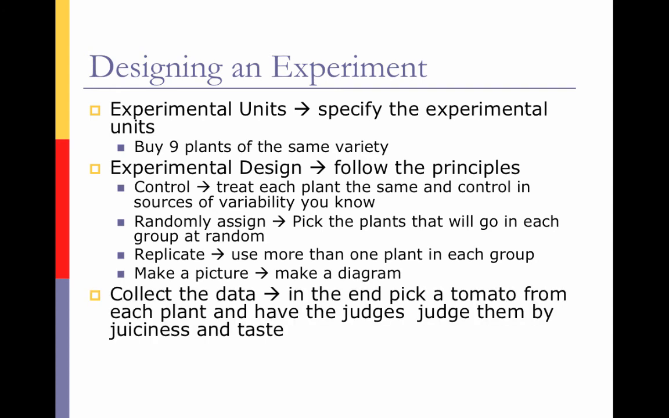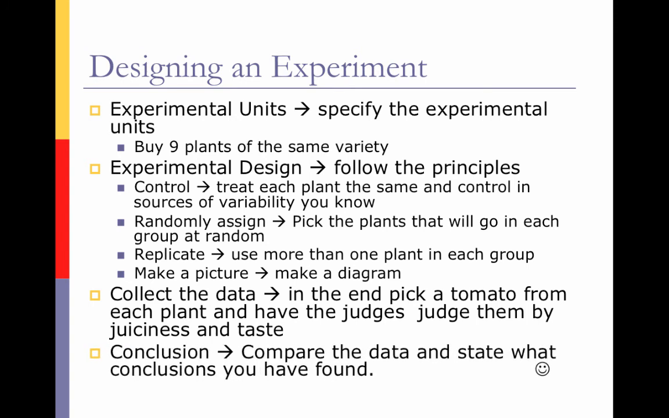Then we're going to collect the data. So in the end, we're going to pick a tomato from each plant and have the judges judge them by juiciness and taste. We'd probably want to have more than one judge, and we can average the results. Once you have your results, you can compare the data and state what your conclusions found. Maybe you found out that there was no difference between half the fertilizer and the full fertilizer, so you can let your money go a little further. Maybe it didn't work at all. Who knows? But you can at least compare and figure that out.